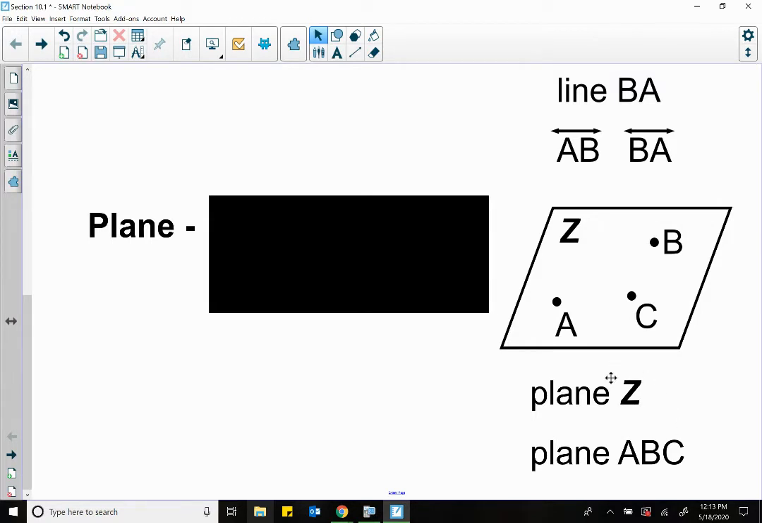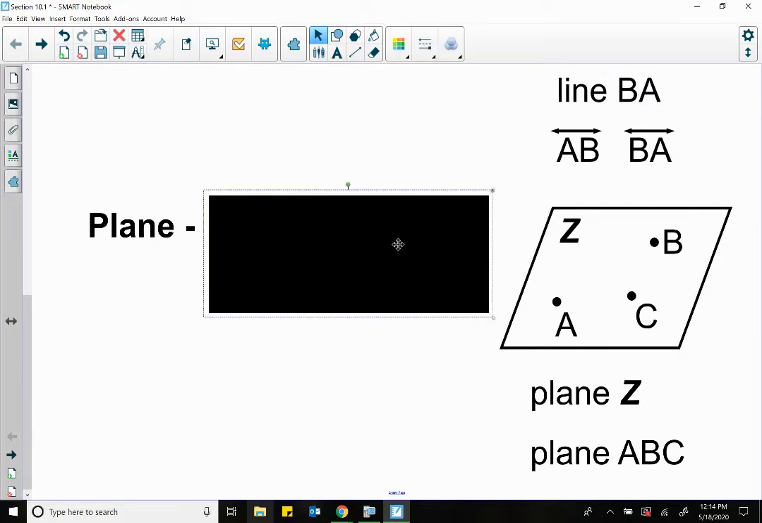So notice that we have this giant bold letter Z. Sometimes when you look at planes, you'll see a bold letter in there that has no dot associated with it. That is the name of the plane, so we can call it plane Z. Or they will take 3 points that are in the plane and use those to name it, like plane ABC, or plane CBA, or plane CAB. Okay, as long as you have 3 points and it doesn't matter the order, you've got a plane.